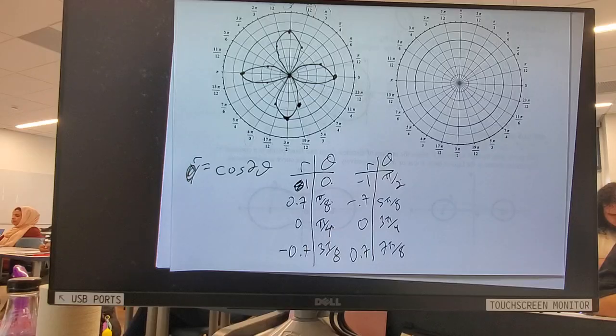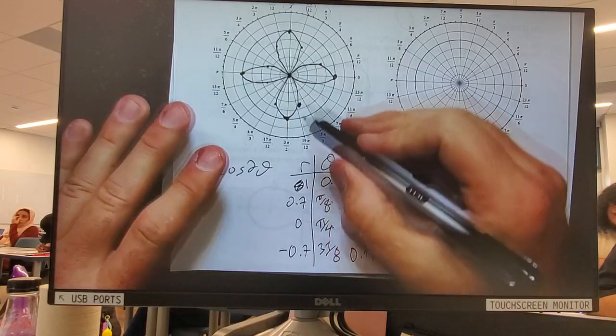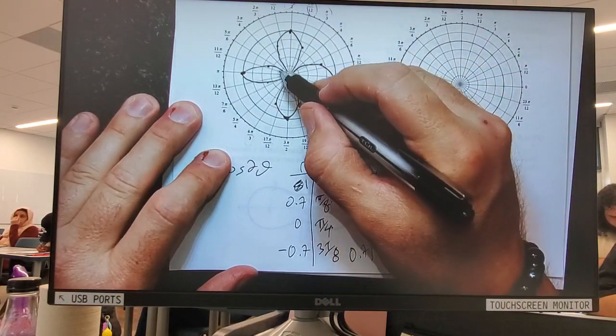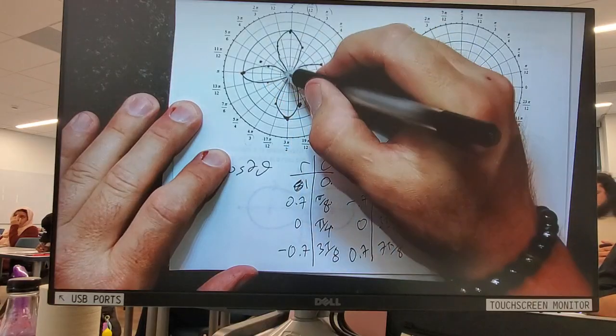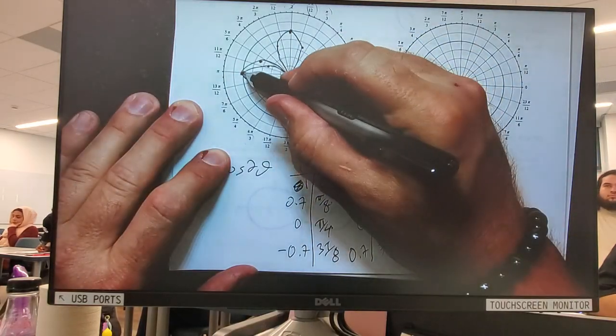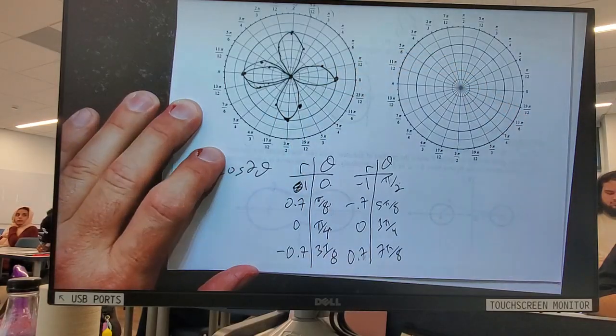Why did you go out 0.5 instead of 0.7 on the third leaf? I might have just miscounted. Did I miscount? 1, 2, 3.5 on the leaf on the left side. It should be up here, yeah. Okay, that's just me miscounting. So it should be here then, yeah. I was just making sure I wasn't missing something. You're fine.